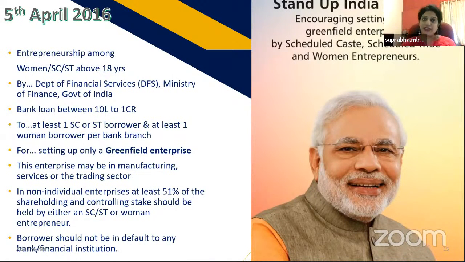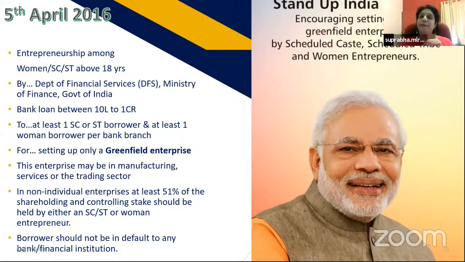And under it, bank loans will be provided to the people. You know who the people are: SC, ST, and women. How much? Between 10 lakh and 1 crore. It is provided to one SC or ST candidate and one woman candidate per bank branch. So each bank branch is eligible to go for the Stand Up India scheme and can offer it to one SC or ST and one woman entrepreneur. So two can apply per branch, and the branch can give the loan to two.